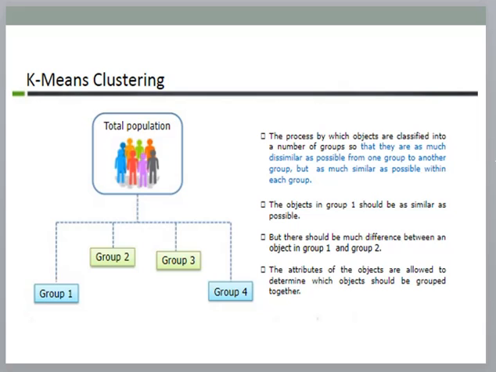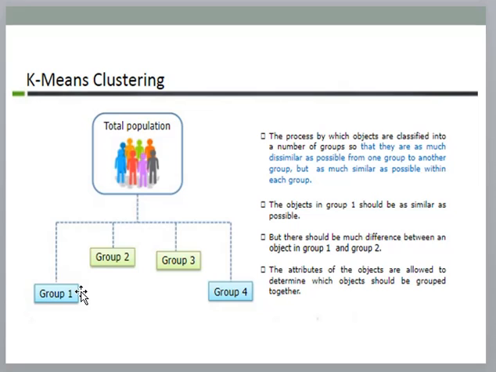The target is to have maximum similarity within each group, but maximum dissimilarity from one group to another group. The objects in group 1 should be as similar as possible and closely related to each other, but there should be much difference between an object in group 1 and group 2. So if we talk about these two groups, group 1 and group 2, the target is to have instances or data samples which have maximum difference from one group to another group, but minimum difference within the group.